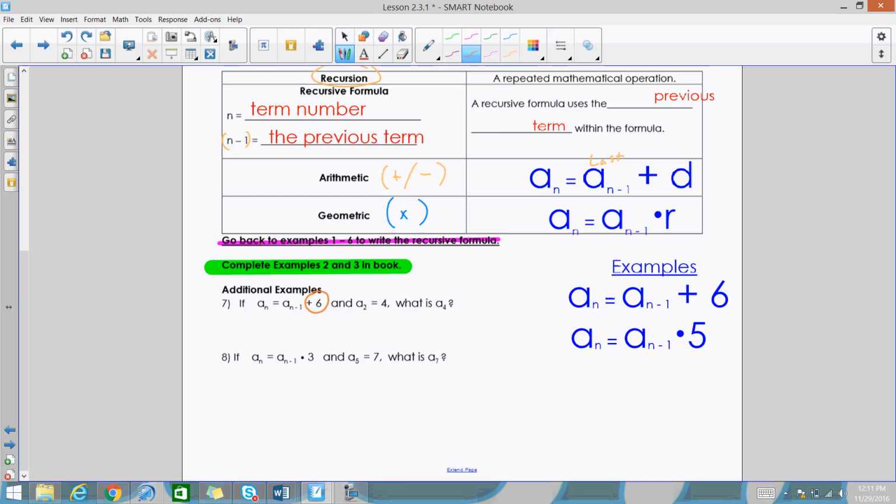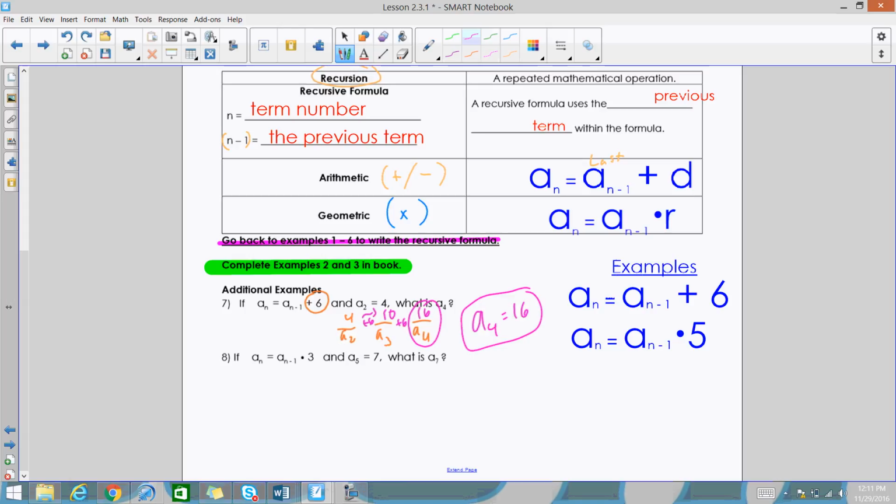Well, what I do is I say, all right, a sub 2 is 4. I write it like this: a sub 2 is 4, a sub 3 I have no idea, and a sub 4 is what I want to find. So I take 4 plus 6, which is 10, plus 6 is 16. So a sub 4 equals 16. Basically, I just write out a list to help me figure out what's going on.